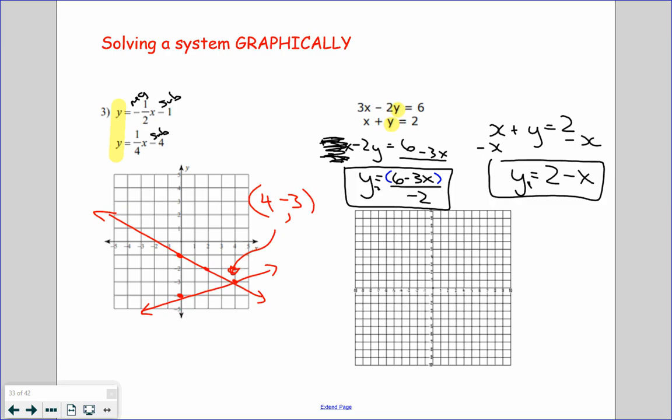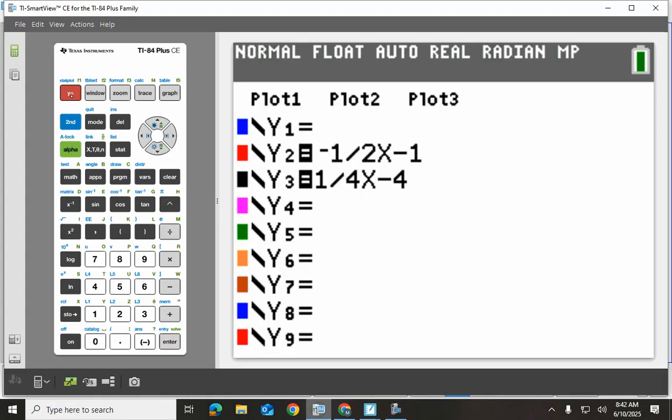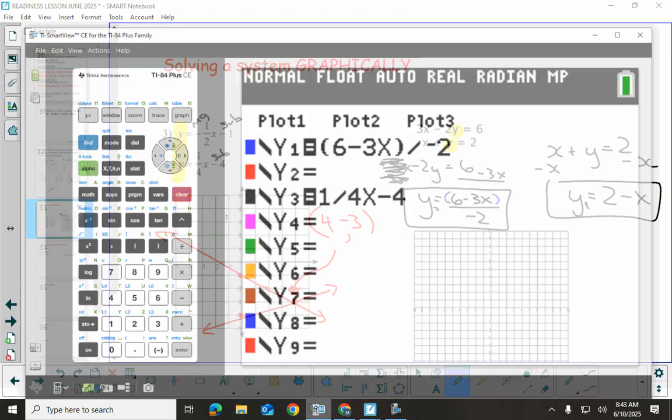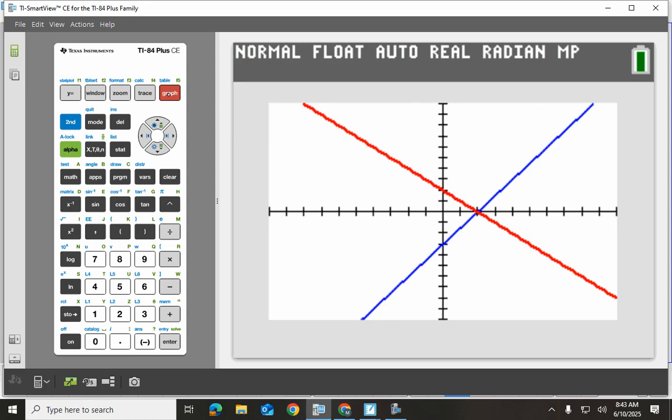Okay, so again, 6 subtract 3x divided by negative 2, and 2 subtract x. So let's see what happens. Again, x marks the spot.